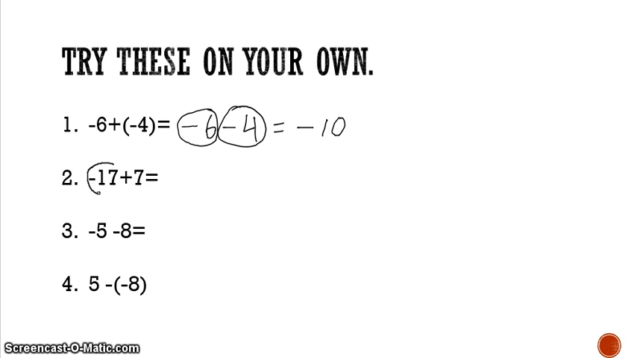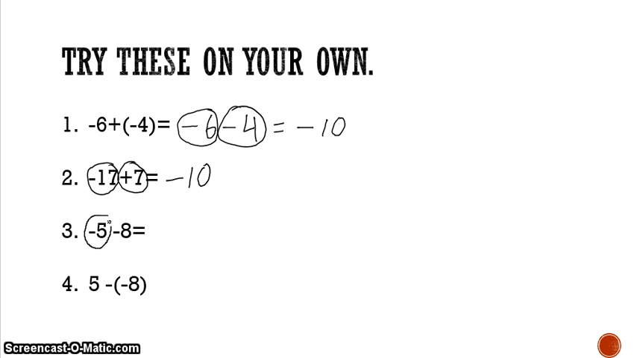Right here, I have a negative 17 and a positive 7. Negative, positive, signs are different. So my rule is to subtract the smaller from the bigger and then keep the sign of the bigger. So the bigger one is 17, the smaller one is 7. Again, I'm ignoring the signs for now. 17 minus 7 will give me 10. And then 17 is bigger, so the answer is going to be negative.